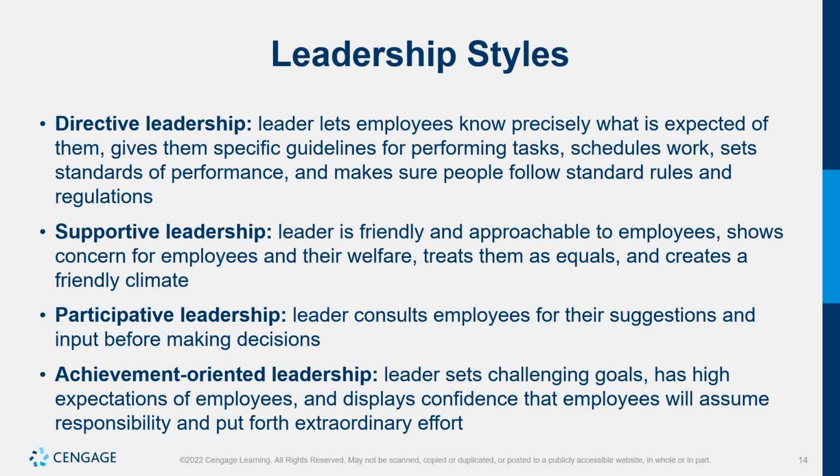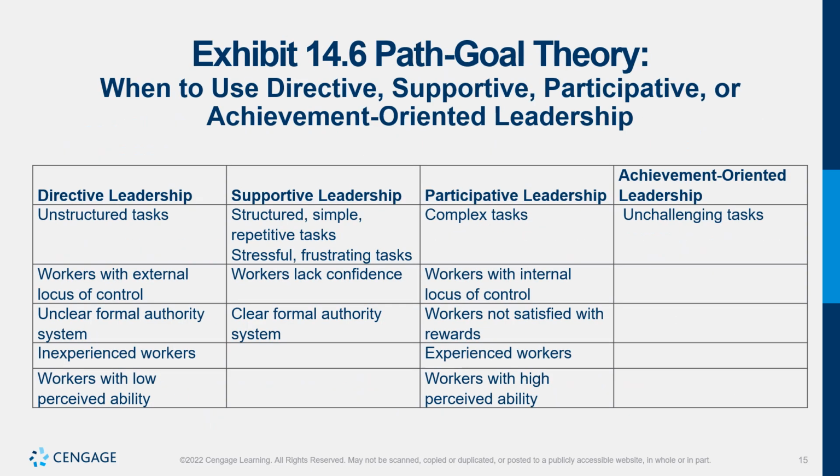Achievement-oriented leadership involves setting challenging goals, having high expectations of employees, and displaying confidence that employees will assume responsibility and put forth extraordinary efforts. Path-goal theory specifies that leader behavior should be adapted to subordinate characteristics. The theory identifies 3 kinds of subordinate contingencies: perceived ability, experience, and locus of control.